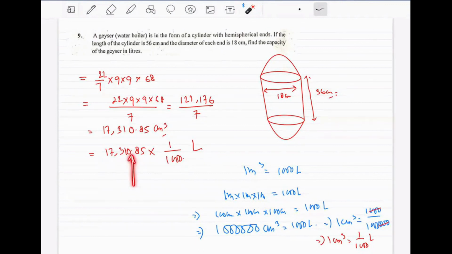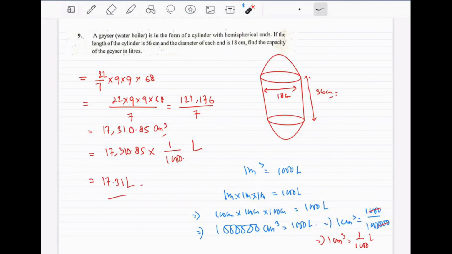So the decimal point is right here. If it is divided by 1000, then because of the 3 zeros, it will move 3 places. 1, 2, 3. It will move 3 places and the decimal point will be right here. So we will have 17.31 liters. You don't need to write the 85 and everything else because just 2 decimal places is enough. Okay, you have to understand why the point comes here: because of the 3 zeros, you are moving the decimal 3 places.